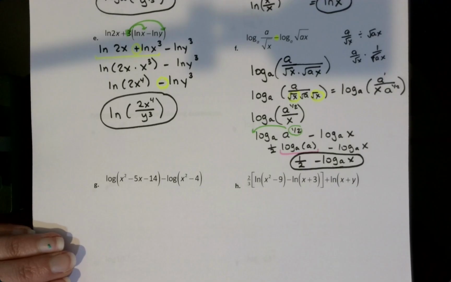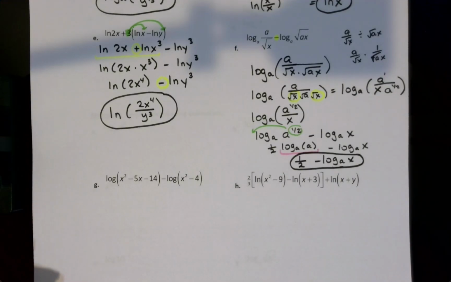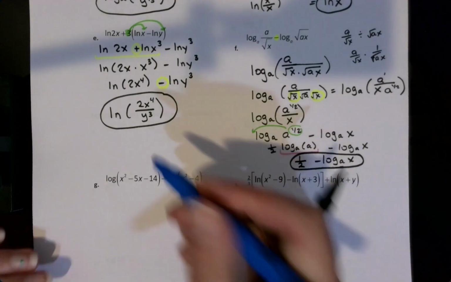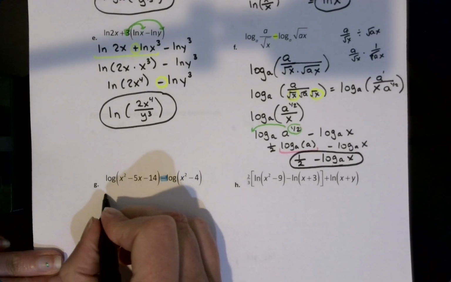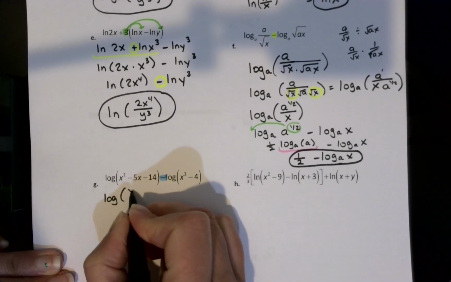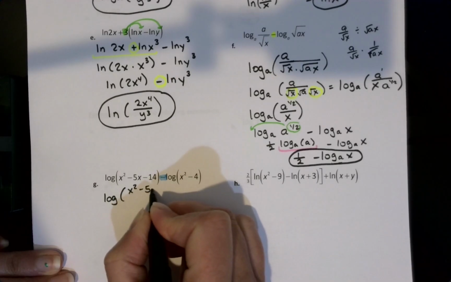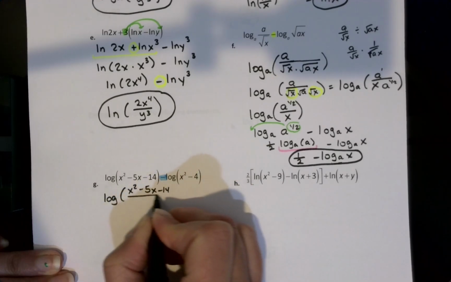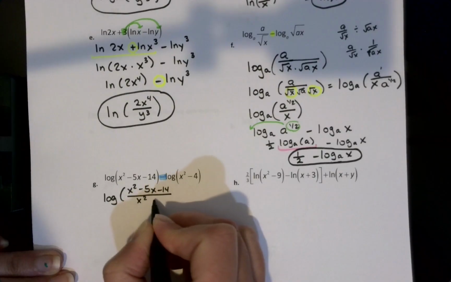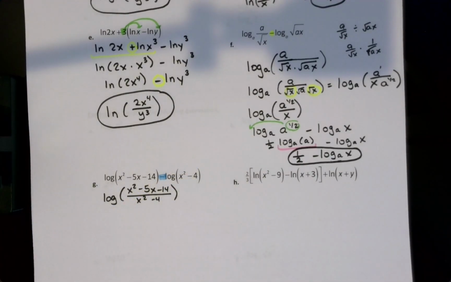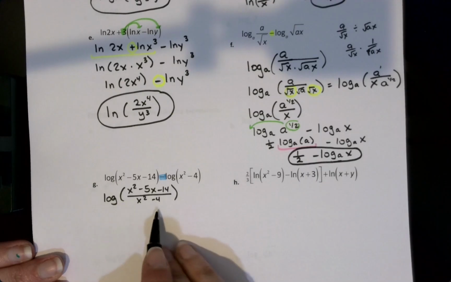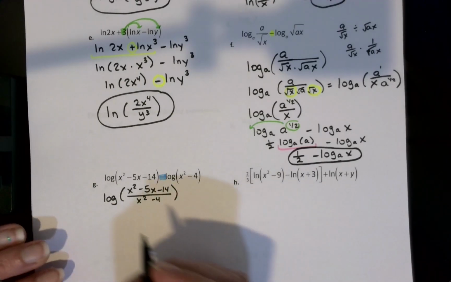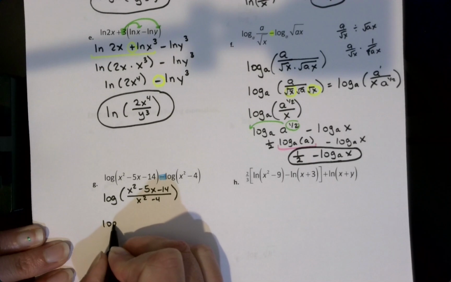So when I have these two terms here, they are subtracted, so I'm going to be able to condense that subtraction into a quotient. This is going to be the log of x squared minus 5x minus 14 over x squared minus 4, condensing into a quotient. And whether or not this can be simplified is going to determine what's going on. I've got this rational expression here that's going to be able to be simplified if I can factor and reduce. So let's give it a try.